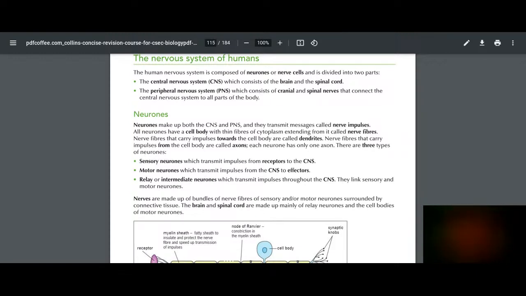Now we're moving on to the nervous system. In humans, there are two types of nervous system. What are they? We have a central nervous system and a peripheral nervous system. The central nervous system consists of the brain and spinal cord, while the peripheral nervous system consists of the cranial and spinal nerves.